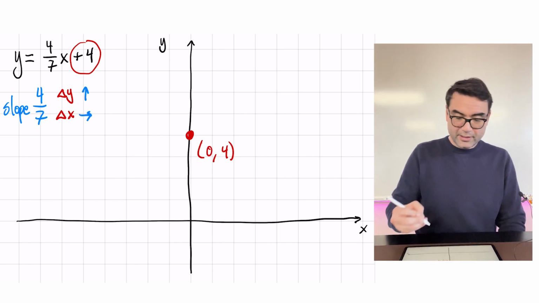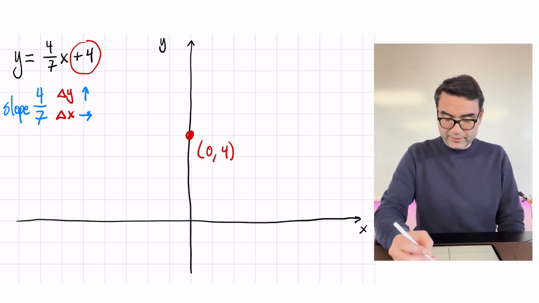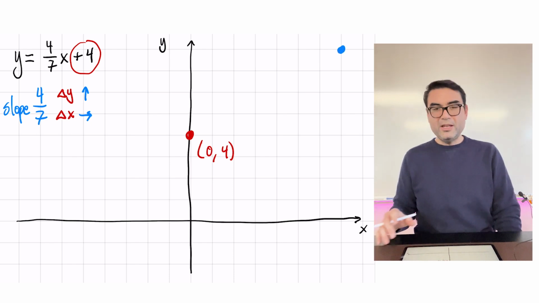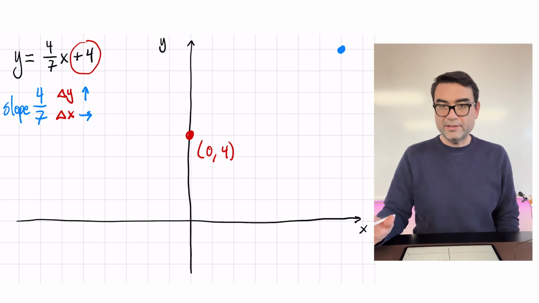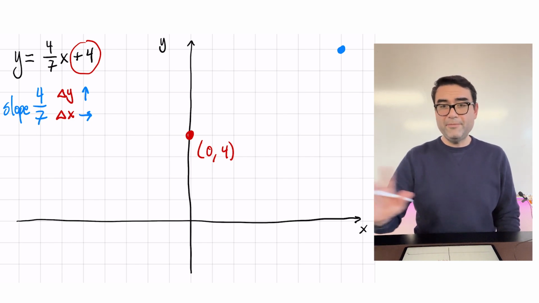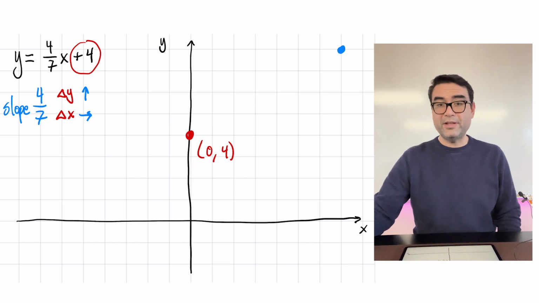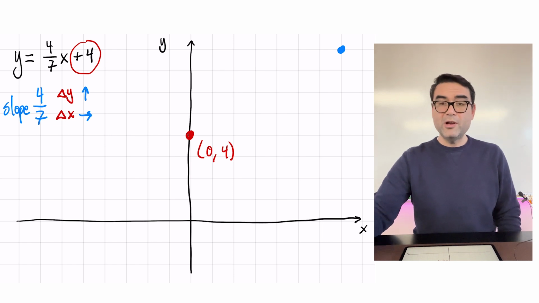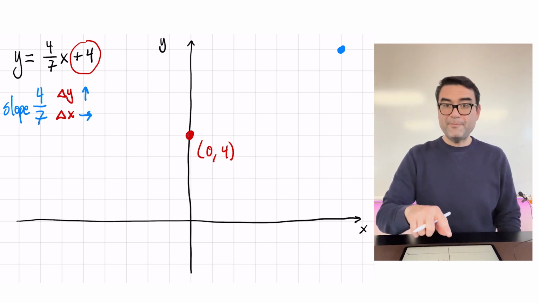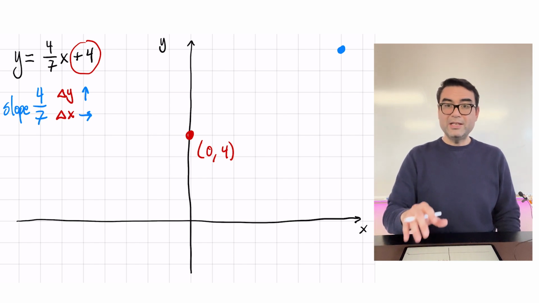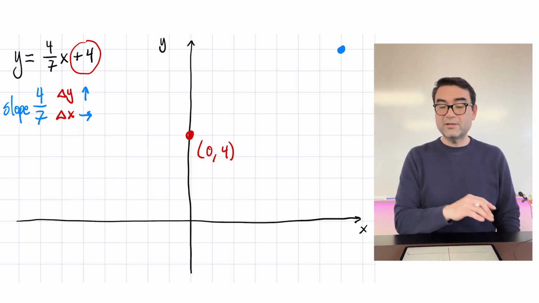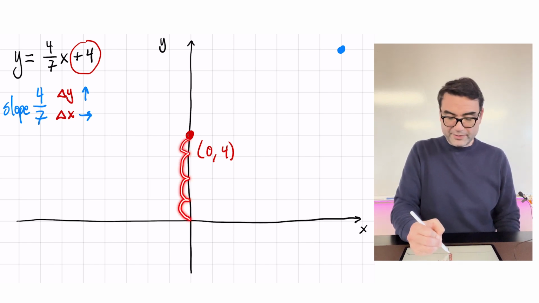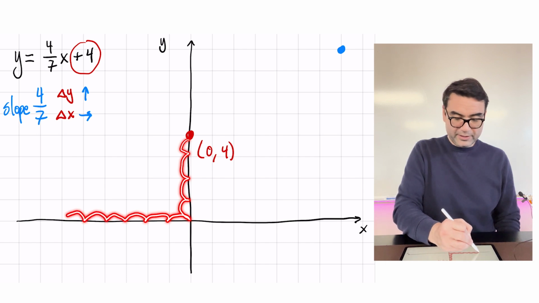So from this point, I'm going to go up 4, 1, 2, 3, 4, and over 7, 1, 2, 3, 4, 5, 6, 7. So we're somewhere way over here. Now you might be thinking, well, we're getting really far away from the x-axis, which is true. So if I keep continuing this line, I'm not going to be able to find my x-intercept very well. So something else we can do is, instead of continuing in the positive direction, we can reverse our slope. So instead of going up 4, right 7, I can actually go down 4 and left 7 to continue the same pattern. I'm going to go down 4, 1, 2, 3, 4, and left 7. 1, 2, 3, 4, 5, 6, 7, right there.